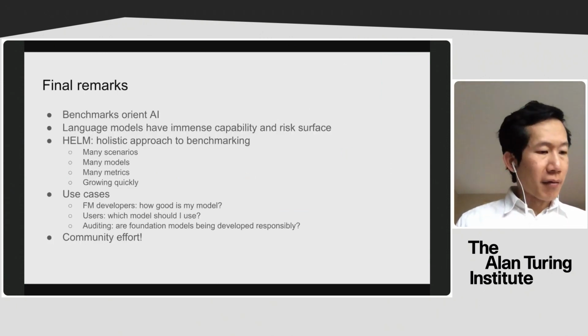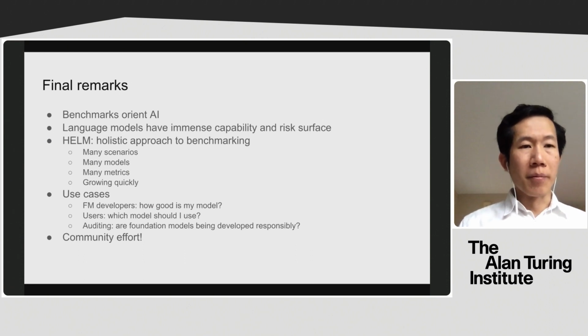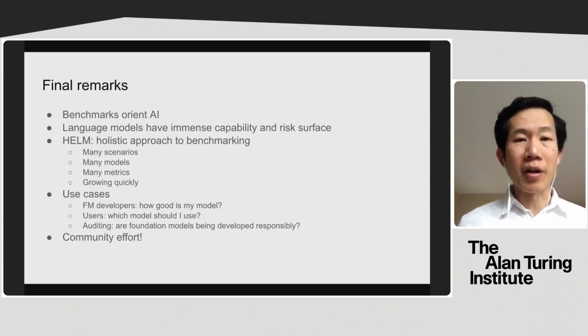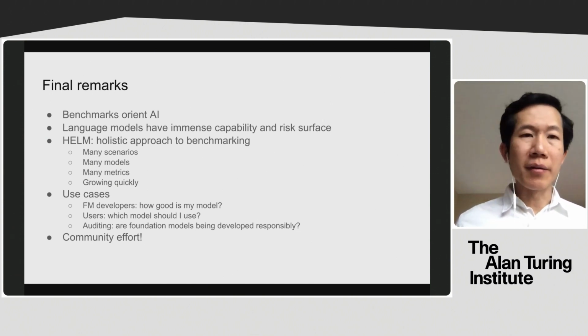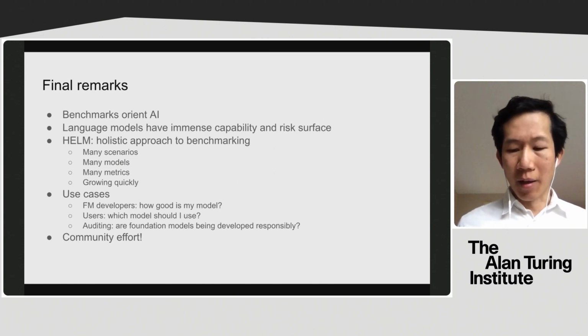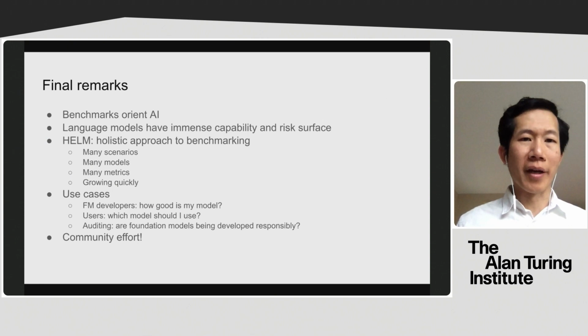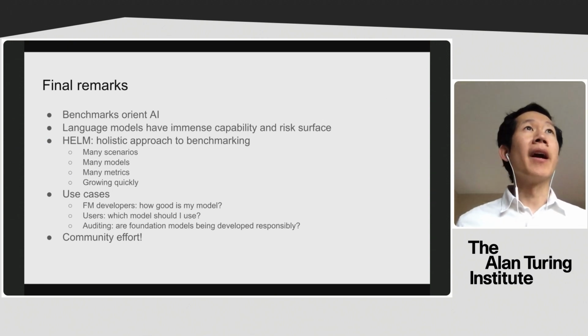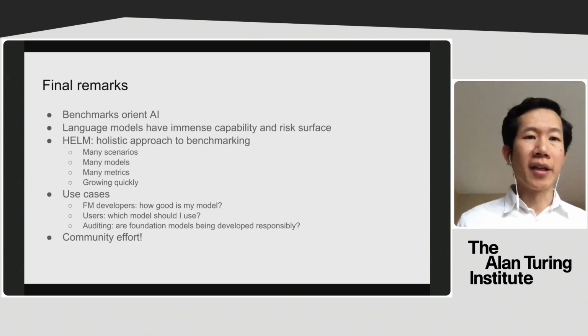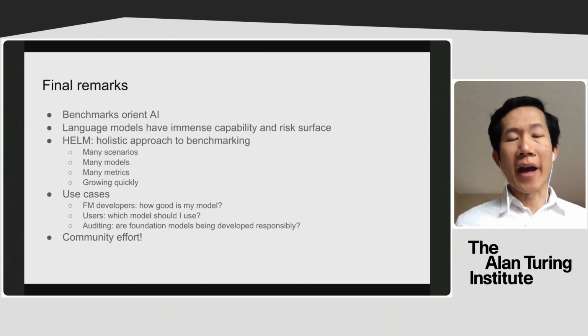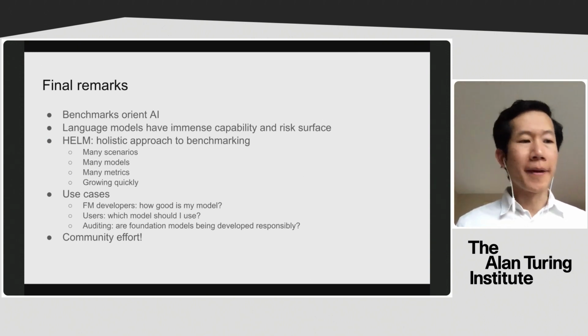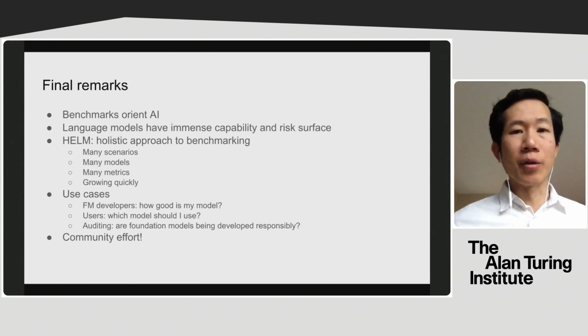So let me conclude. Benchmarks orient AI. Benchmarks play a very crucial role in not only driving progress, but also asking the question, what is progress and what values do we care about? And I hope that with a multi-metric approach, we can start to shine a spotlight onto other metrics besides accuracy, things like robustness or calibration. And if we can highlight them more, then hopefully progress will increase along those other dimensions.